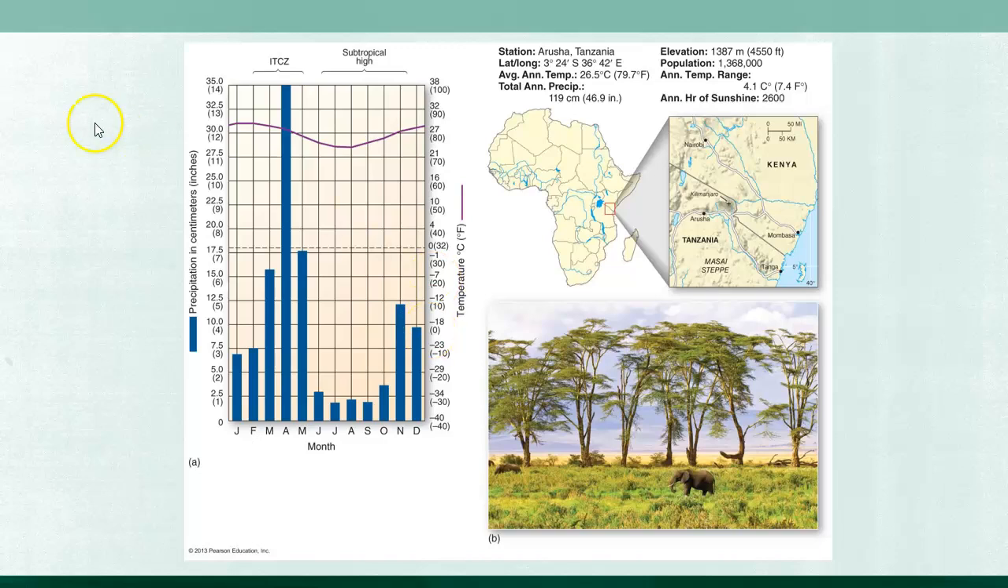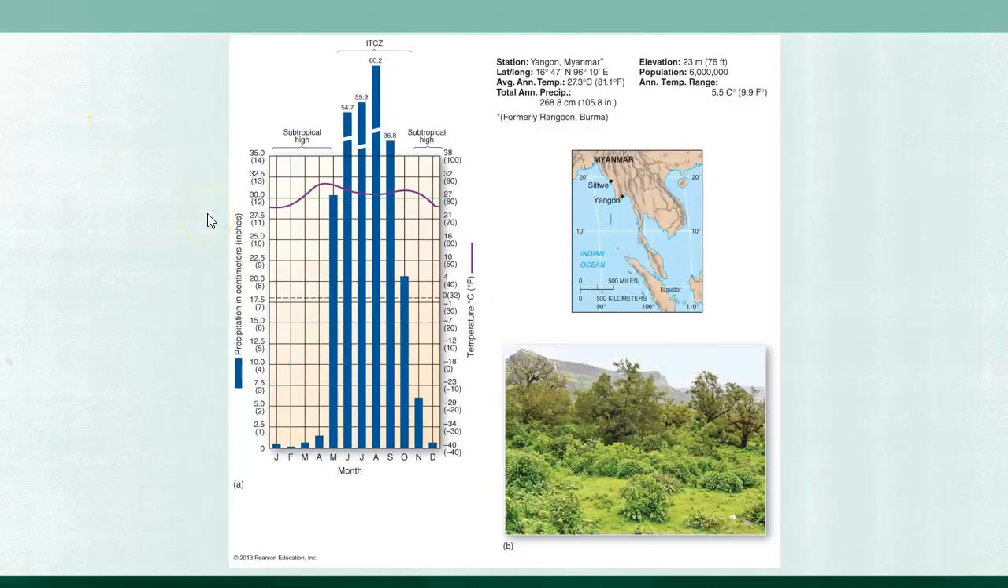Now, the last of the tropical climates to take a look at is the monsoon climates. They're mostly found in Asia. Asia has a really profound effect on the intertropical convergence zone during the summer months.